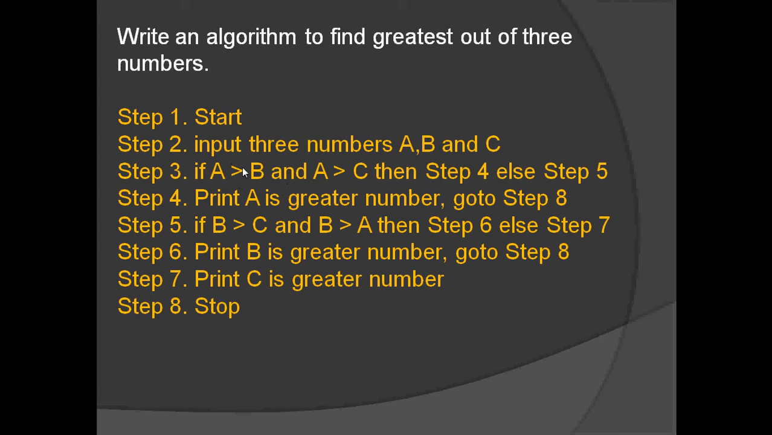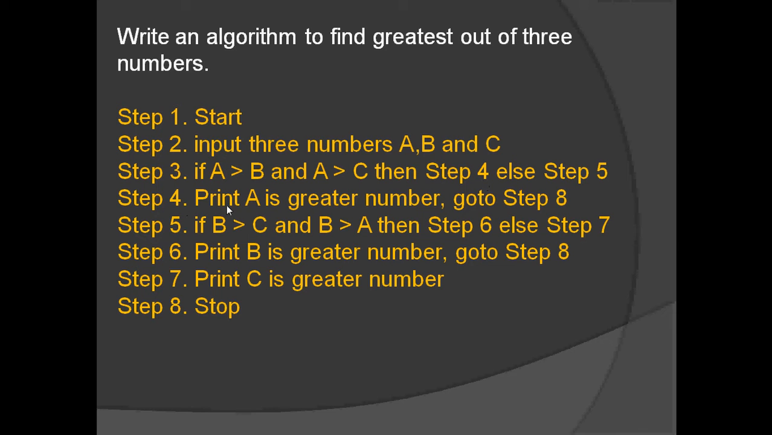When you use a relational operator or logical operator, you always use this if keyword, which is explained in the next chapter. Keep in mind that the outcome of this test condition will be a Boolean, either true or false. Based on true or false, the other steps will be executed. So here, suppose A value is 7 and B value is 6, so 7 is greater than 6, yes, and 7 is greater than suppose 5, yes, then go to step 4.